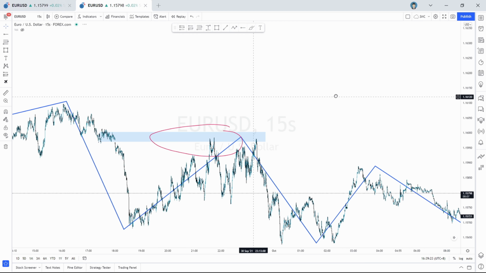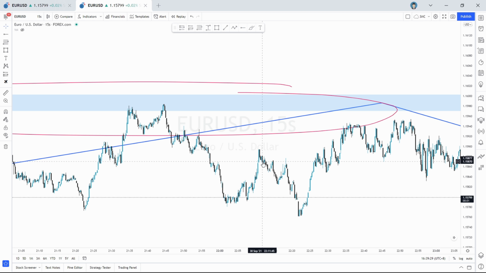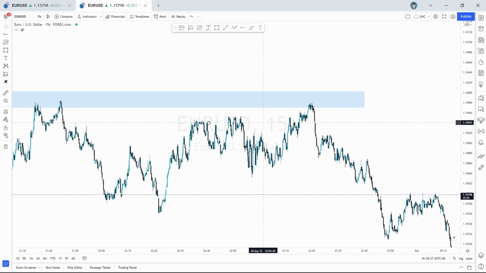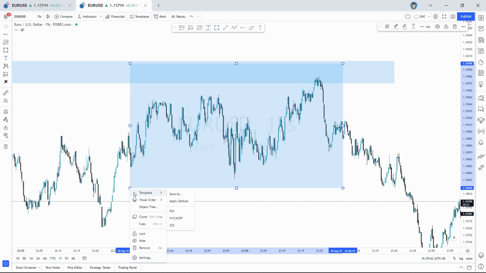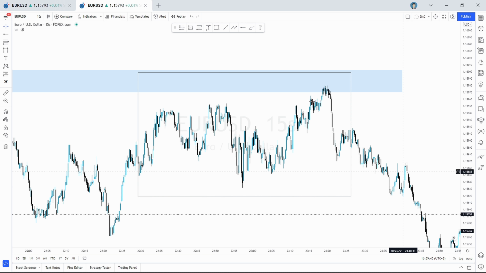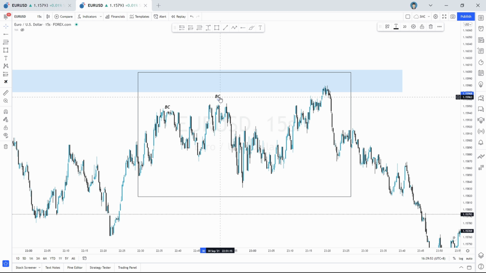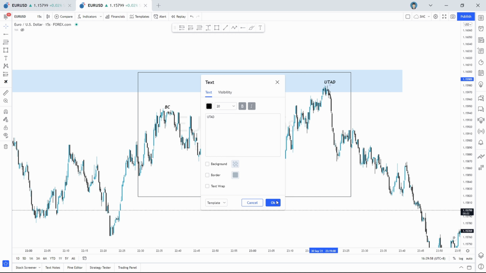Let's go to the 15-second. Now if you look at this, let's see, oh, there it is. Okay, this is what I mean that I don't look at redistribution and reaccumulation, because look at this. Since we've already seen the result, obviously you would say this is a distribution, because buying climax, UT, then a UTAD, and this could be just a sign of weakness.